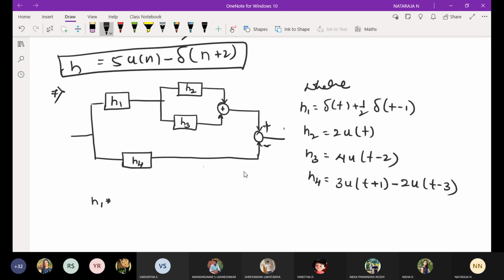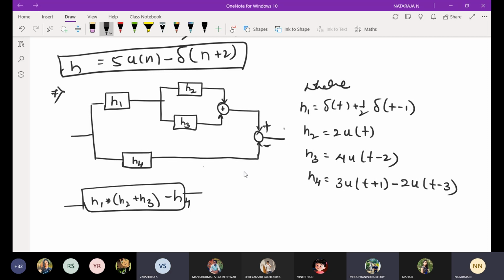H1 convolution of H2 plus H3 minus H4 you will get. Right? And take the values, substitute. First you will take H2 plus H3, then multiply H1, then subtract H4.